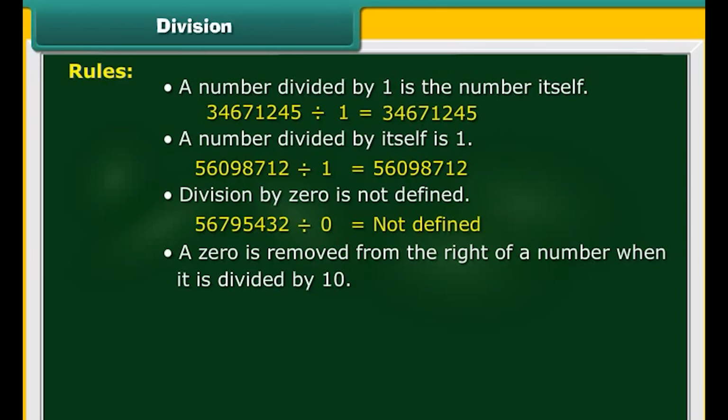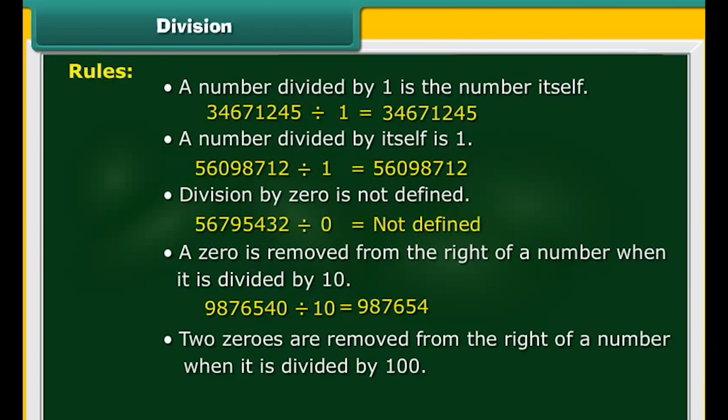A 0 is removed from the right of a number when it is divided by 10. 9876540 divided by 10 is equal to 987654. 2 zeros are removed from the right of a number when it is divided by 100. 41236500 divided by 100 is equal to 412365.